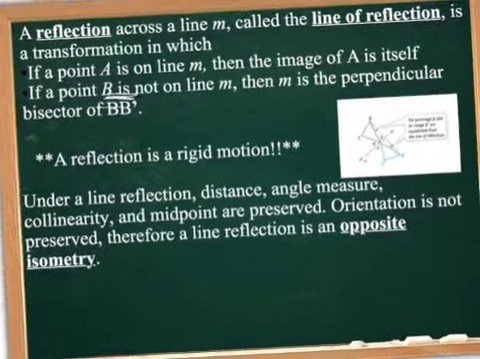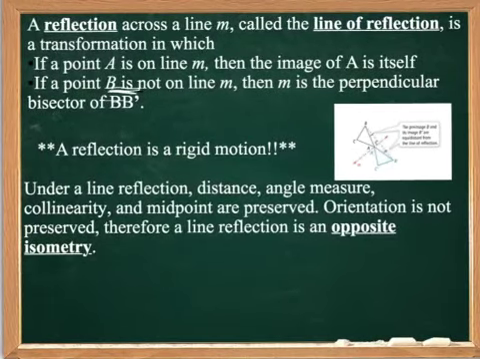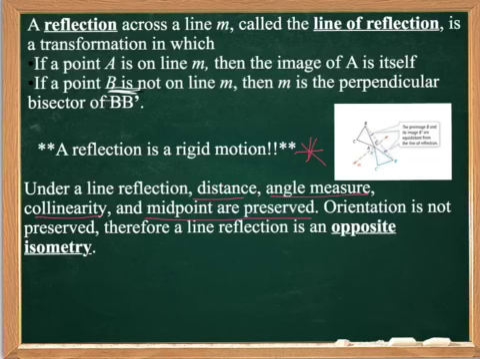So a reflection is a rigid motion. So we have another rigid motion here. Under a line reflection, distance, angle measure, collinearity, and midpoint are all preserved. However, orientation is not preserved. Therefore, a line reflection is an opposite isometry.